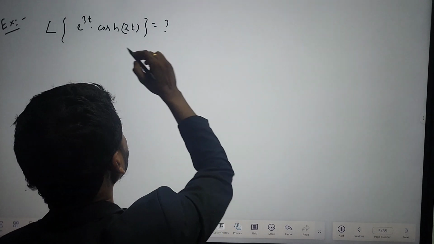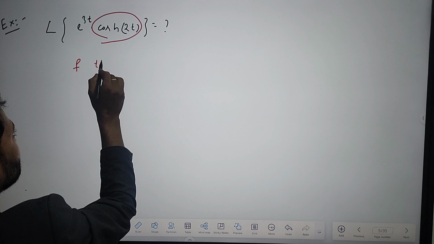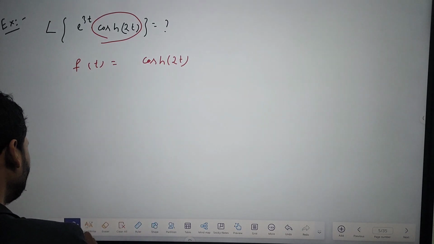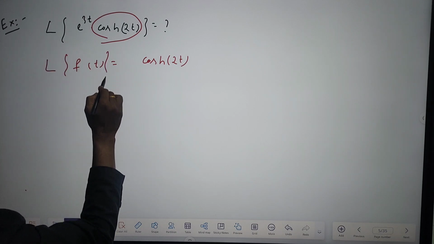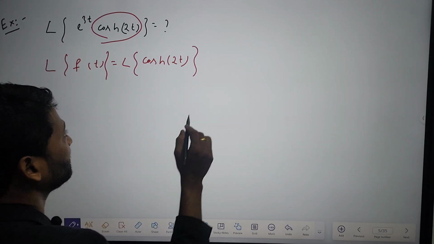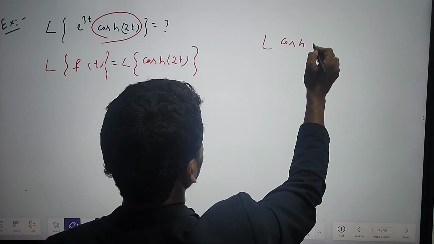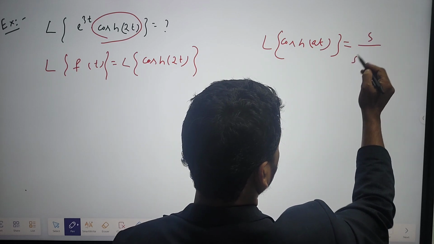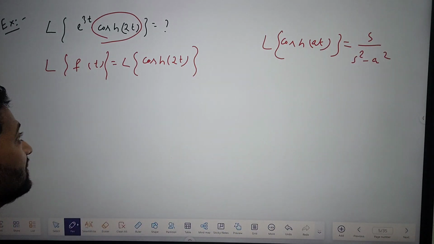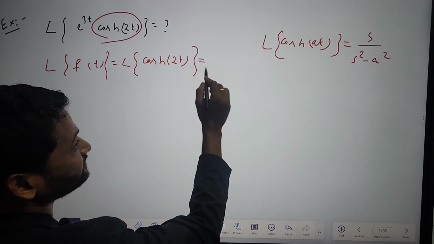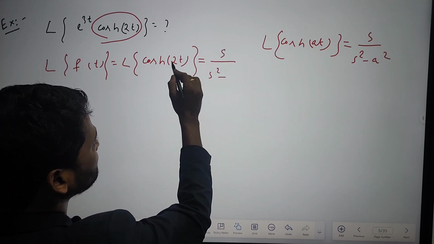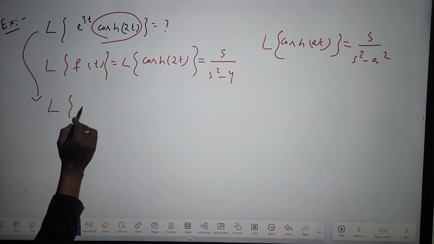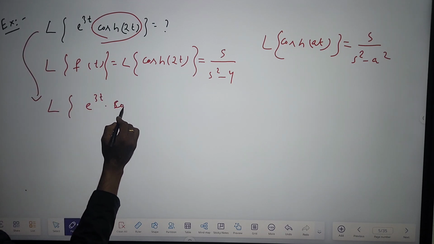Coming to the next question, e to the power 3t into cos h 2t. Here our function f of t is equal to cos h 2t. So first we take the Laplace of f of t. What is the formula for the Laplace of cos h at? The formula is s by s square minus a square. So here your answer is s by s square minus 2 square, 2 square is 4.